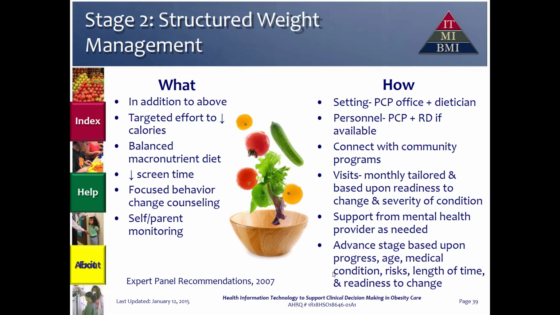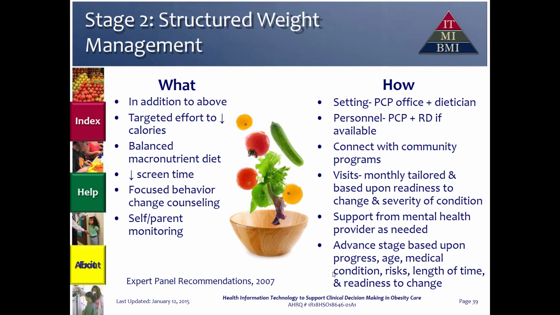So stage 2 is considered structured weight management, and it includes everything that we talked about in stage 1, but it also includes a targeted effort to decrease calories and provide a balanced macronutrient diet. It includes the decreased screen time, a focused behavior change counseling, and some self and or parent monitoring. And who can do it? The PCP's office plus a dietitian.